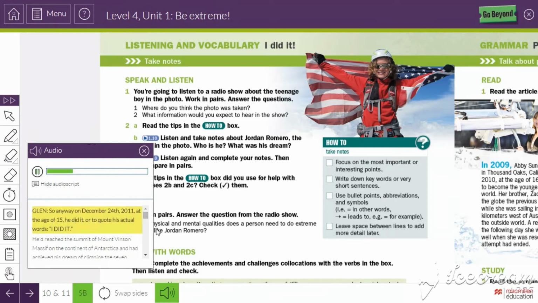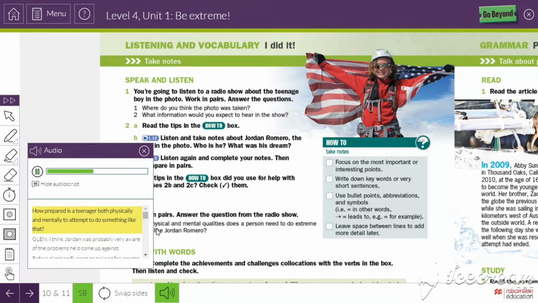And then he reached the top of Mount Everest, the world's highest mountain, when he was 13. Wow. So anyway, on December 24th, 2011, at the age of 15, he did it. Or, to quote his actual words, I did it. He'd reached the summit of Mount Vinson Massif on the continent of Antarctica and had achieved his dream of climbing the 7 summits of the world. It's an amazing story, but it raises some issues. I agree. Like, is it right for teenagers as young as Jordan to risk their lives by taking up such an extreme challenge?